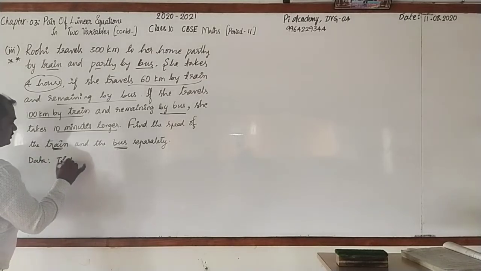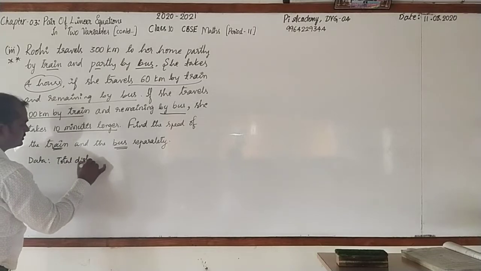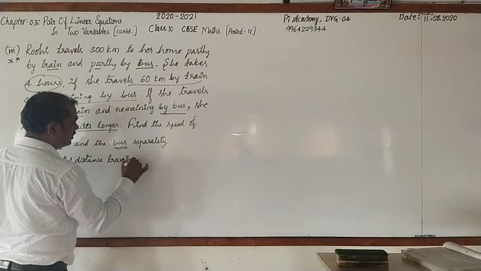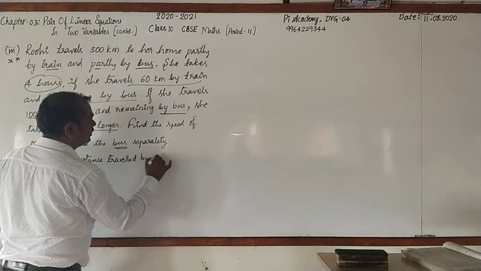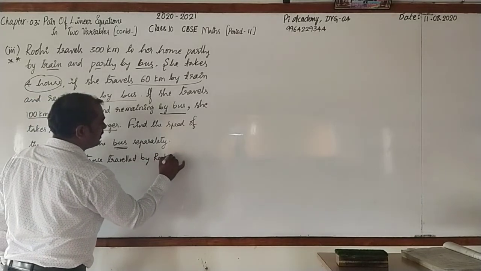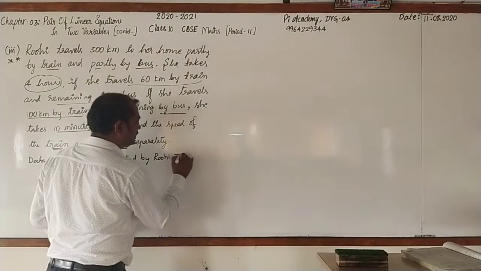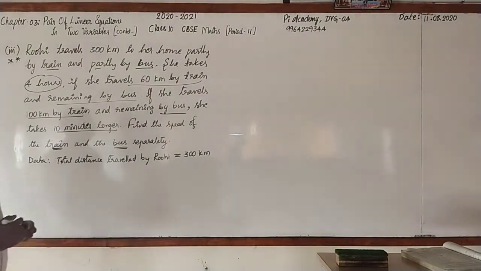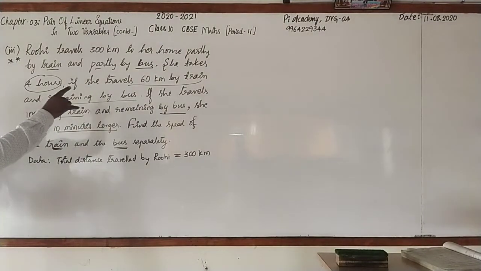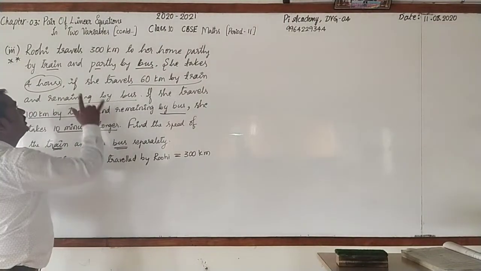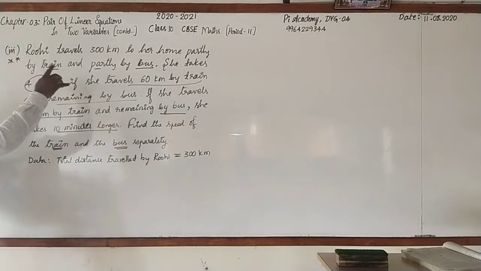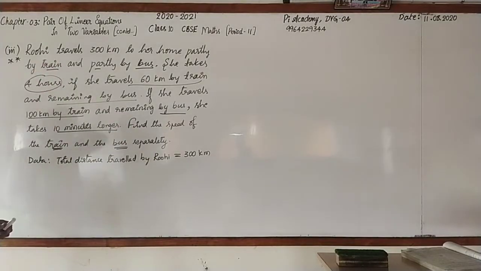Total distance traveled by Ruhi. How much? It is 300 km. And there are 2 cases. And another thing is, for covering this much distance, she will go for using train and bus as well.